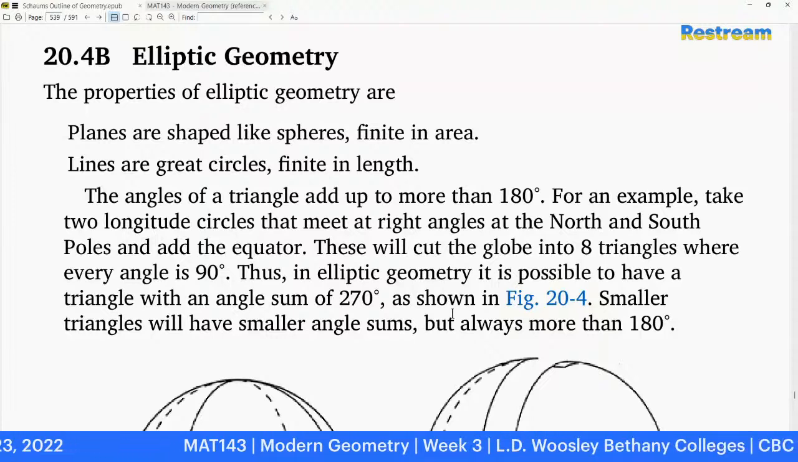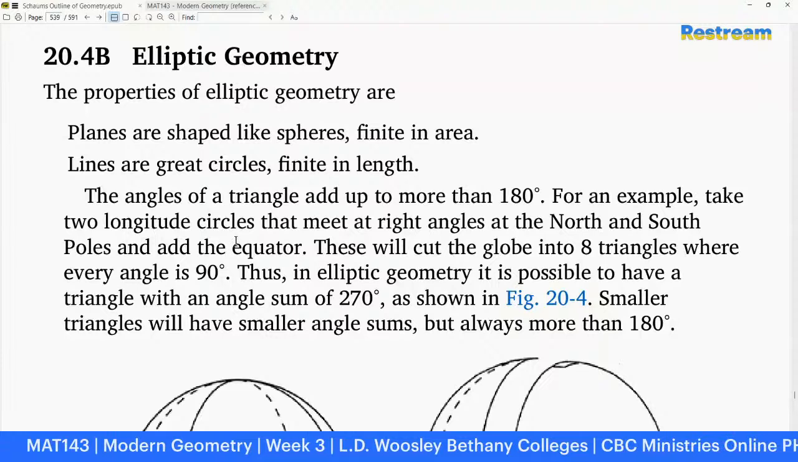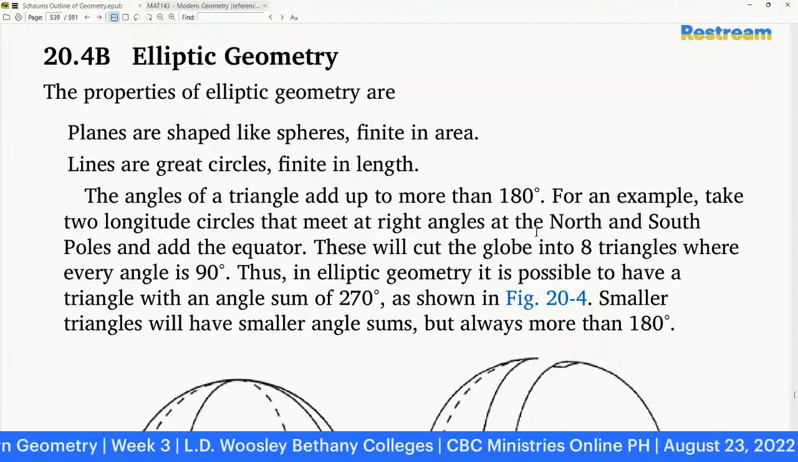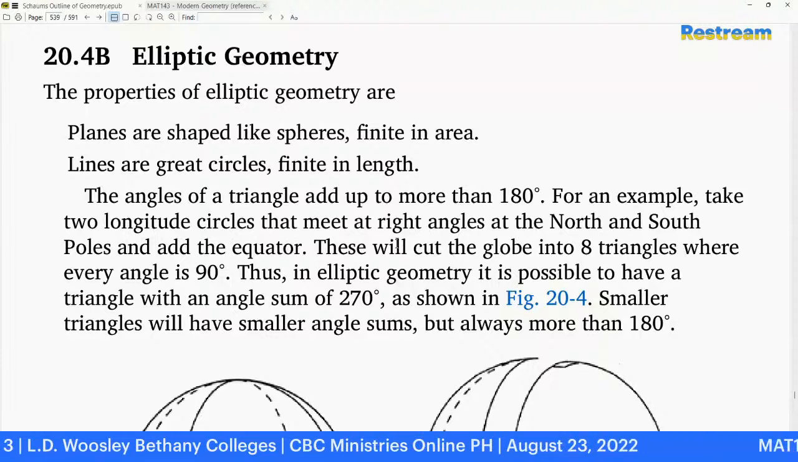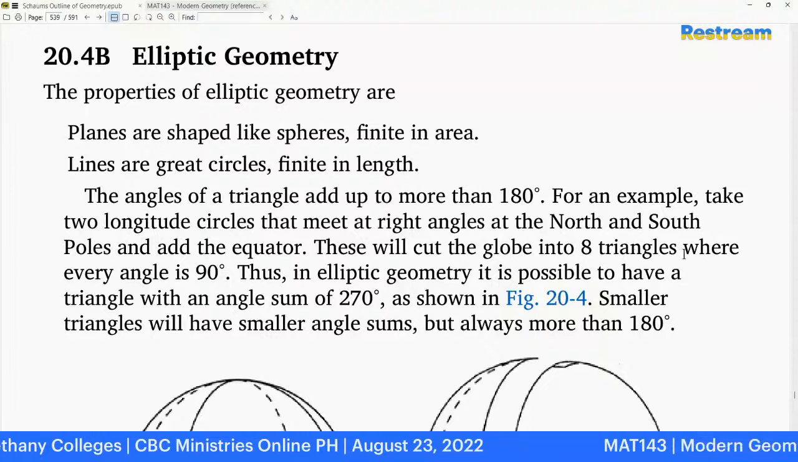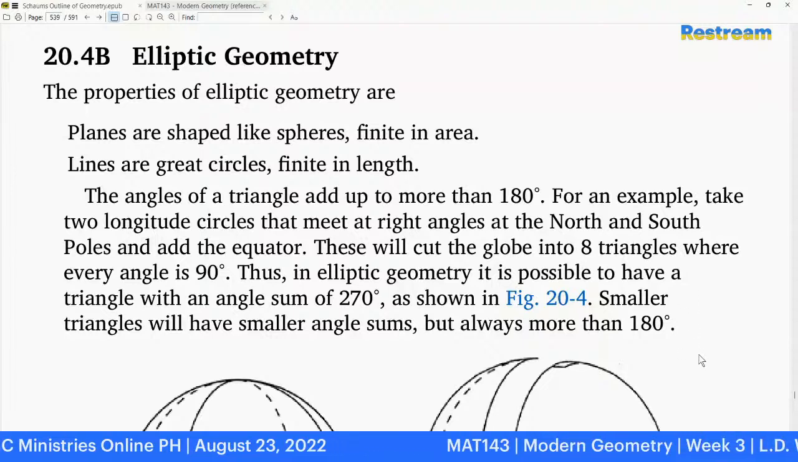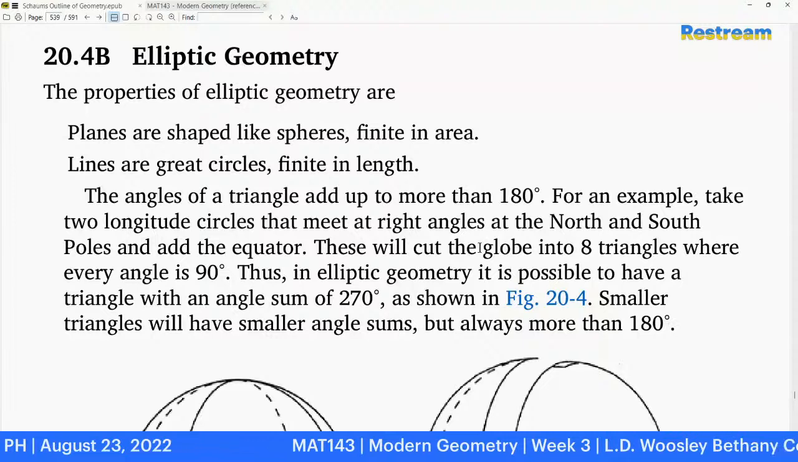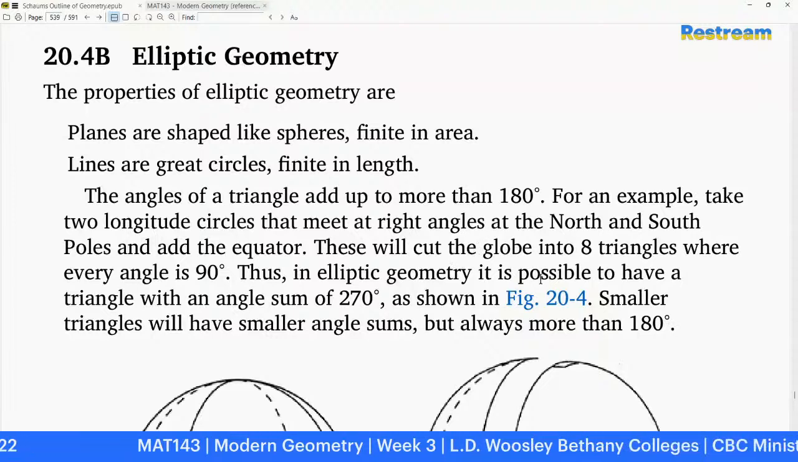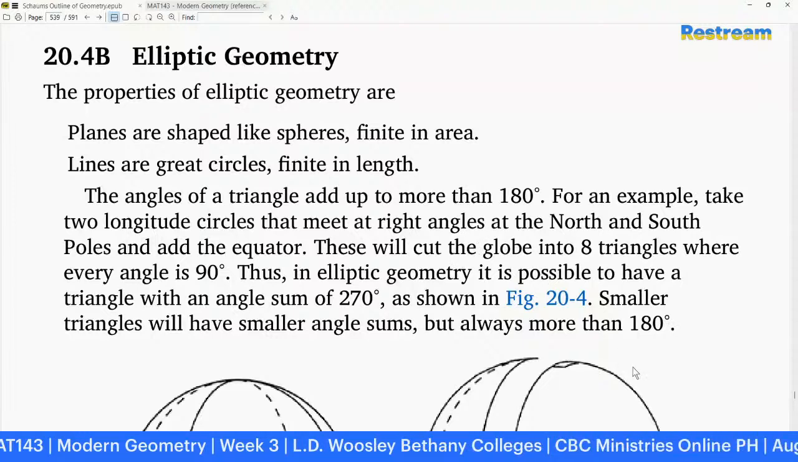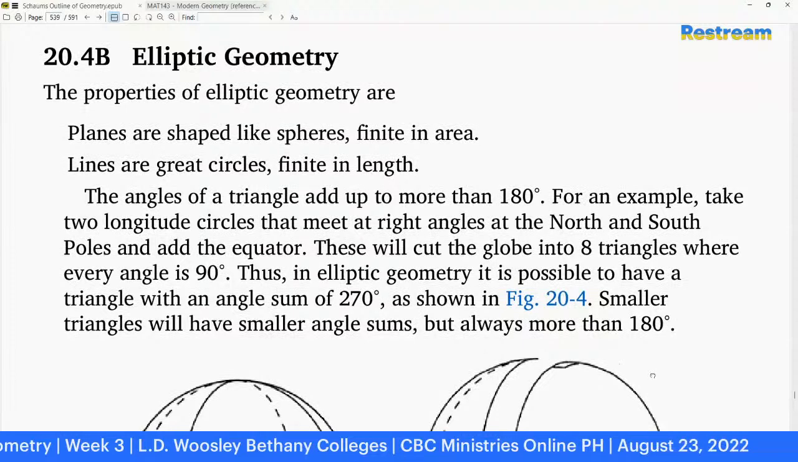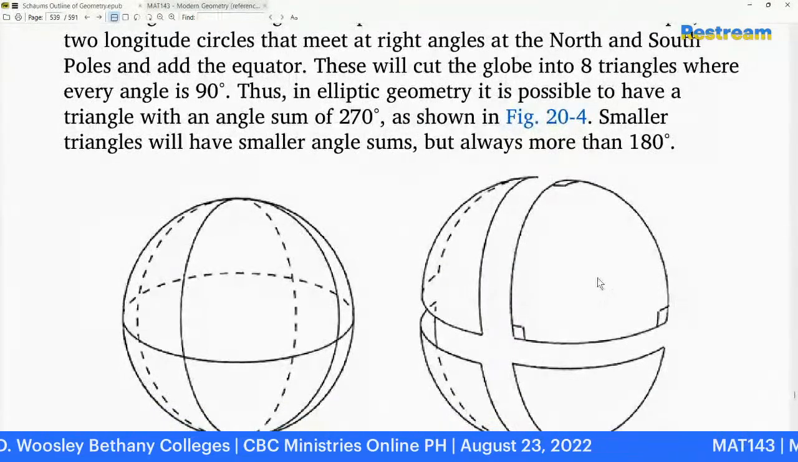Ito, may example dito. Take two longitude circles that meet at a right angle, north and south, and add an equator. This will cut the globe into 8 triangles where every angle is 90. Thus, in elliptic geometry, it's possible to have a triangle with a sum of 270. Pansinin niyo to. Ito.